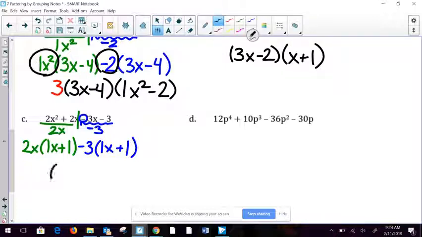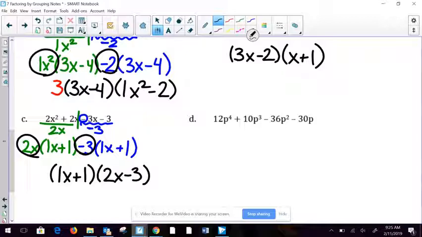And so now I can just write my parentheses. 1x plus 1 is the one that duplicates. All that outside junk goes together to form my second parenthesis. I have a 2x in green, and I have a minus 3 in blue, and that's all my second parenthesis.